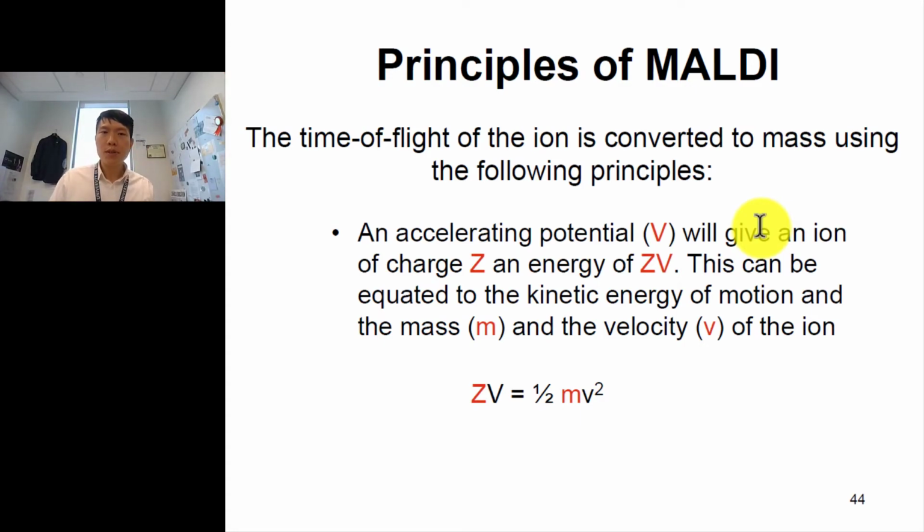Now the principle of MALDI. So we need to establish the time of flight, right? Ion. How do we convert into some signals that we can see and visualize? Okay. Based on the accelerating potential, it will give the ion a charge of z corresponding to energy of zV multiplied together. And then we equate them to the kinetic energy of this ion, half mv squared, and of course m is the one you're interested in, mass, right? The z is not this z, so it's +1, so it's the m/z ratio.